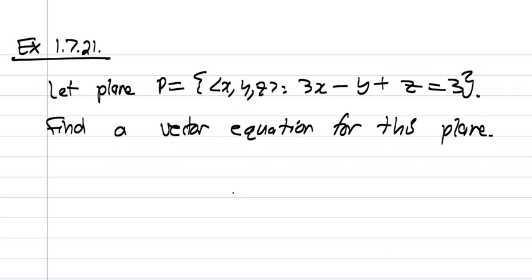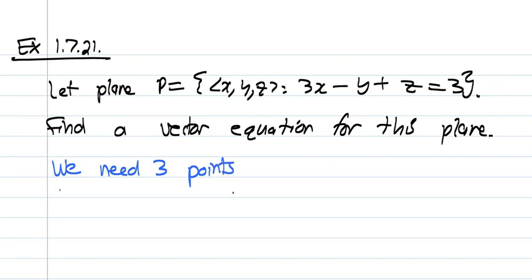Alright, so you've got to be able to jump between the two. Go from a Cartesian equation to a vector equation, and from a vector equation to a Cartesian equation. So here we're given a Cartesian equation, and we want to go to a vector equation. Alright, so the first step is we need 3 points.